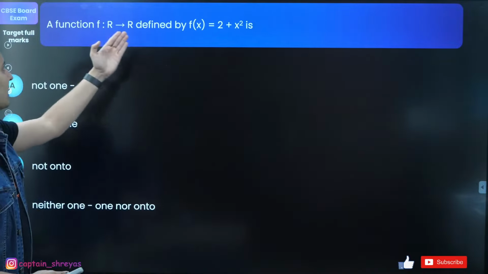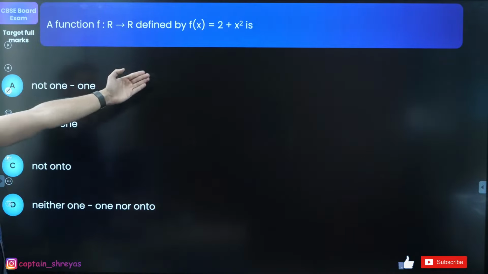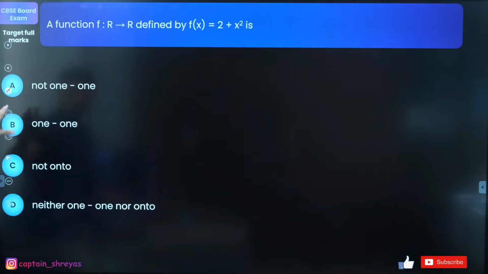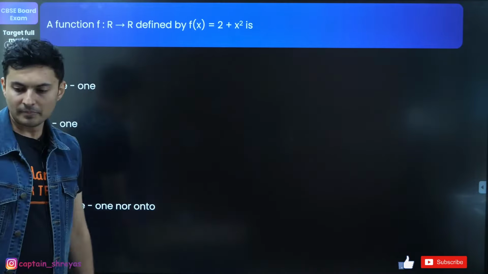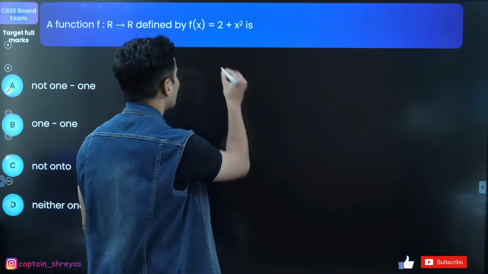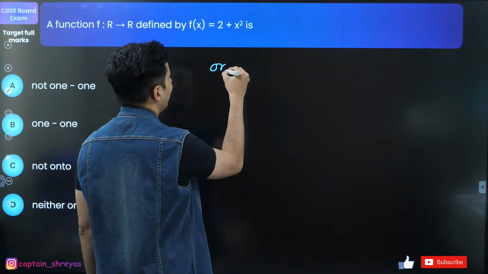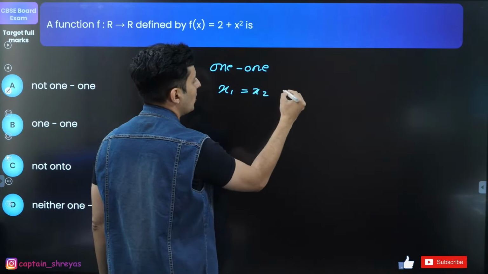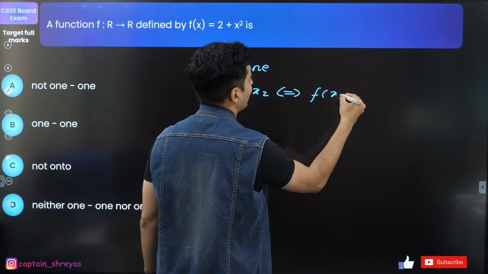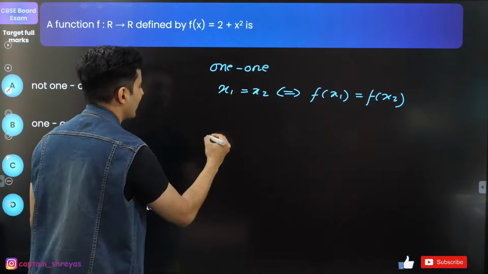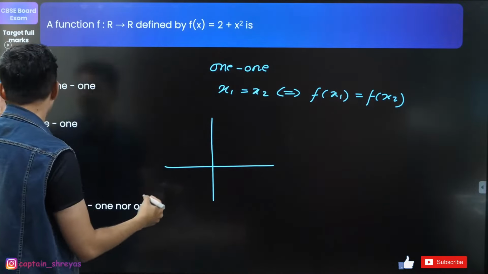A function from real to real is defined by f of x is 2 plus x square. Is it one-one, onto, neither of them, or one of them? What do you think? Everybody sure? F of x is 2 plus x square. If it is a one-one function, that means for f of x1 equals f of x2, x1 should be equal to x2. I don't think it is, because you can see the graph only. That graph only is enough.